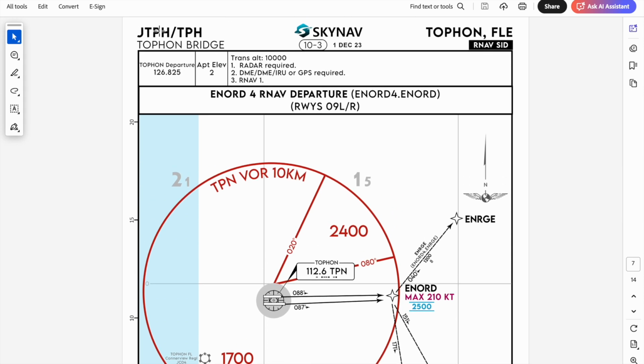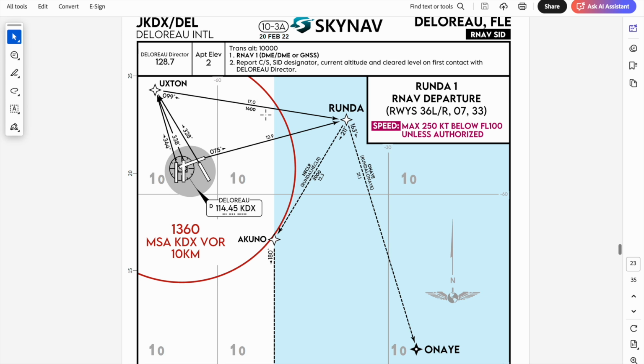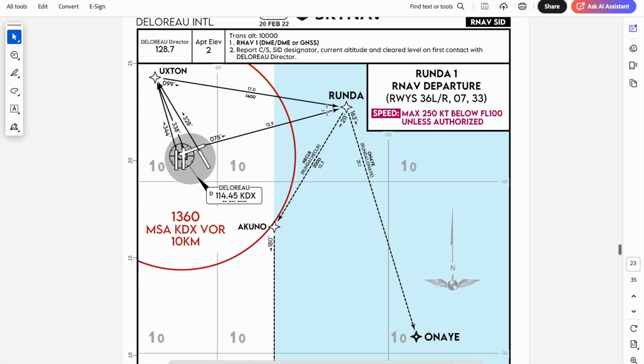We'll do a more involved example here, at Delarue. So here we have the Runda 1 RNAV departure for runways 36 left and right, 07 and 33. And let's say we depart runway 33, which is this one. We're going to fly a heading of 328 to Uxton, turn right to 099 over to Runda. And then if we want to fly the One transition, we'll go 163 to One. Remember, again, the transition waypoint will be the last waypoint on the SID that you're flying.